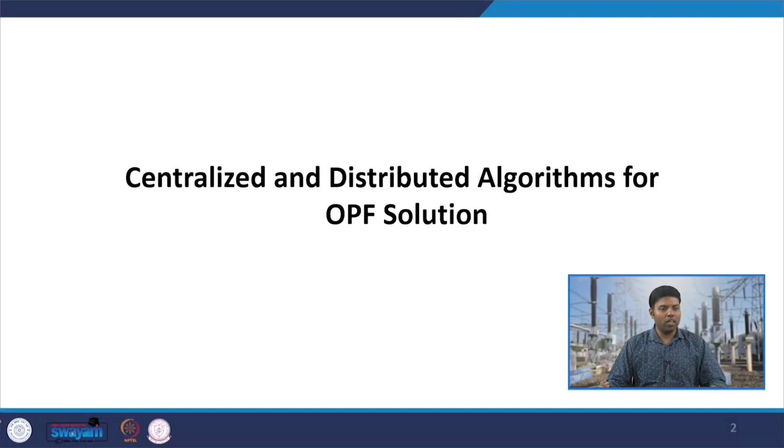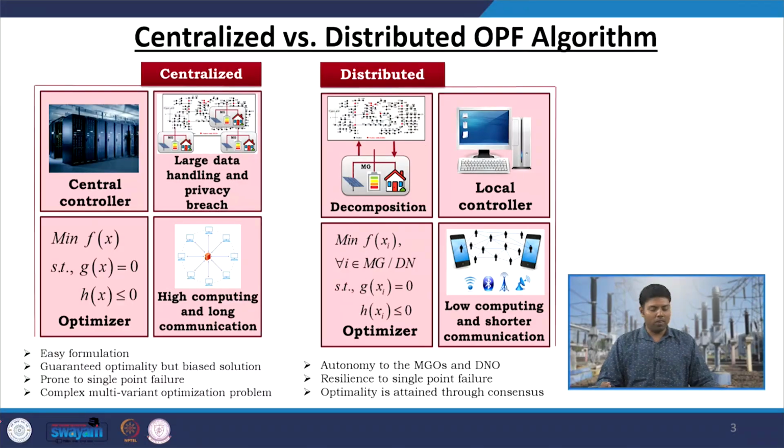We are continuing with our module 4, which is the distribution network OPF analysis, and we have studied how to formulate the distribution network OPF, that is with the bus injection model and branch flow model. So today we will continue with the formulation of the centralized and the distributed OPF algorithm and how to solve them. First, let us see what is the difference between centralized and distributed OPF.